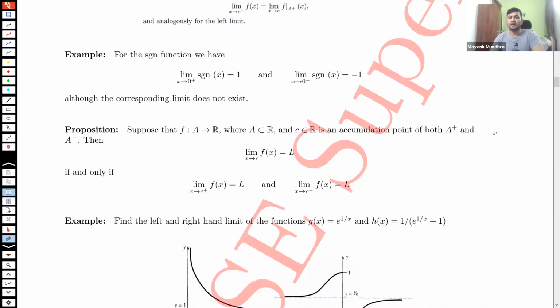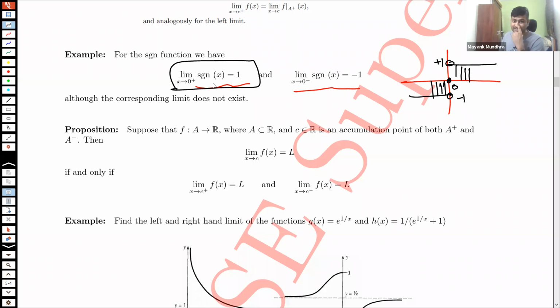So we saw this in another function, the Signum function. This is what the Signum function was like. At 0, the right hand limit is +1 and the left hand limit is -1. So we say that limit x tending to 0 plus of signum x is 1, this is your right hand limit, and limit x tending to 0 minus of signum x is -1.